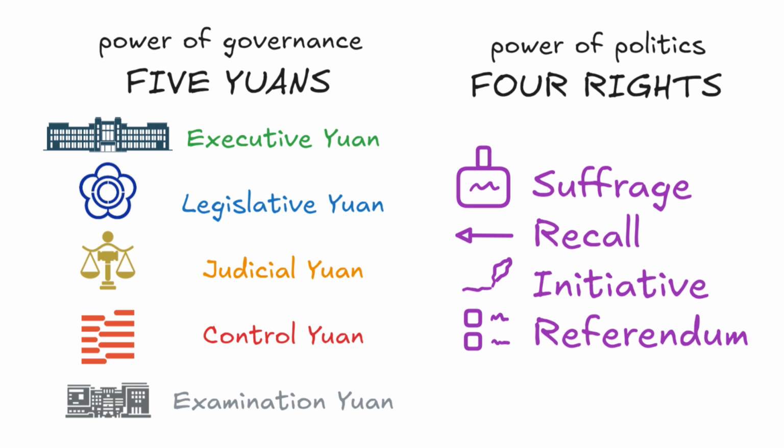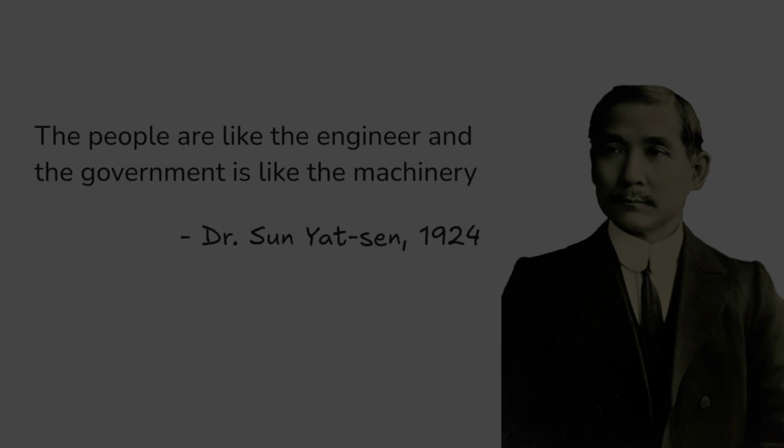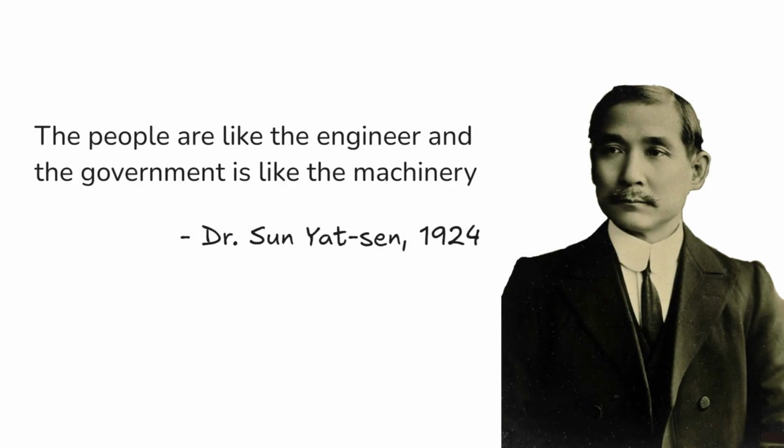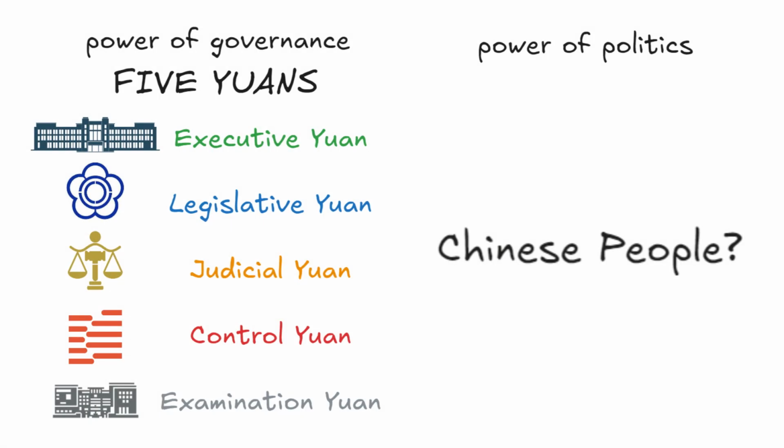With the five yuans of government and the four rights of the people, he wanted to create a harmonic balance between these two forms of power. To make this clear, Sun used metaphors like this one. The people are like the engineer and the government is like the machinery. The government has its power, but the eventual control lies with the people. On a local level, the people will be able to exercise their four political rights directly.